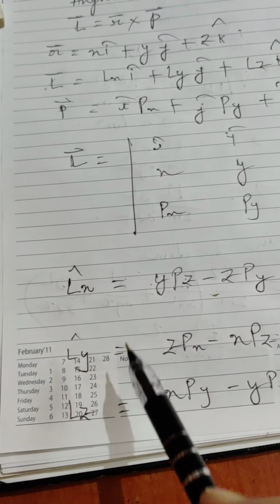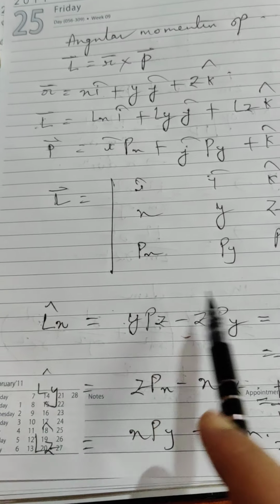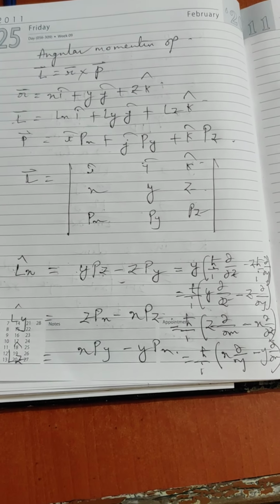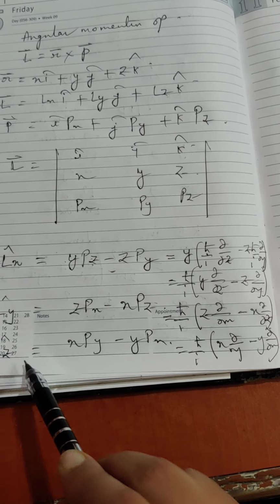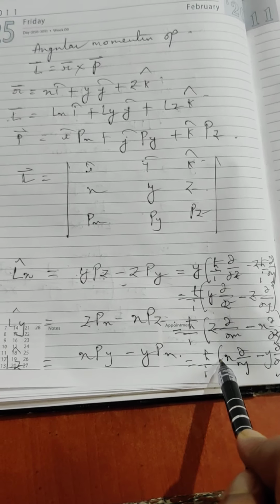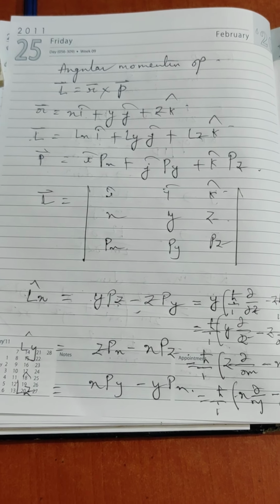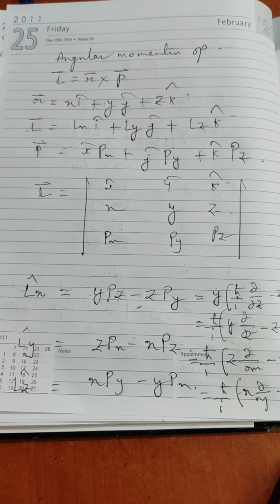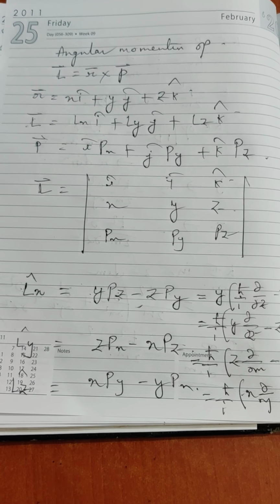So these are all the values of the angular momentum operator along the x direction. This is equal to this, the angular momentum operator along the y direction. This is equal to this, and this is the angular momentum operator along the z direction. This is equal to this. So today we covered the energy operator, kinetic energy operator, and angular momentum operator in 1 dimension and 3 dimensions.